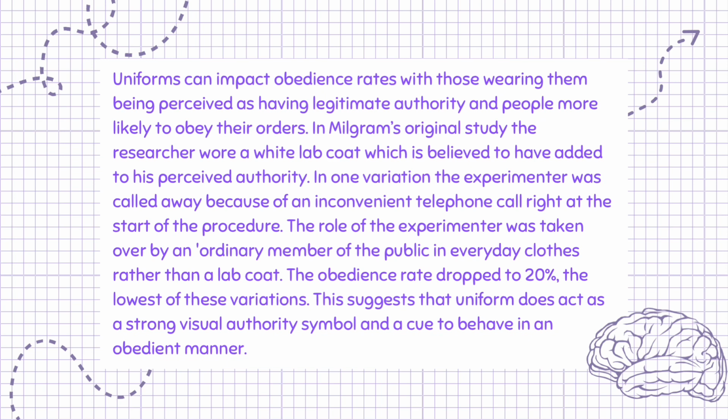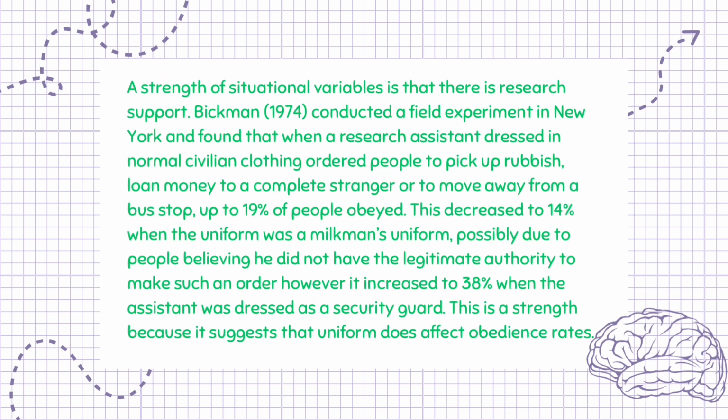The role of the experimenter was taken over by an ordinary member of the public in everyday clothes rather than a lab coat. The obedience rate dropped to 20%, the lowest of these variations. This suggests that uniform does act as a strong visual authority symbol and a cue to behave in an obedient manner. A strength of situational variables is that there is research support.